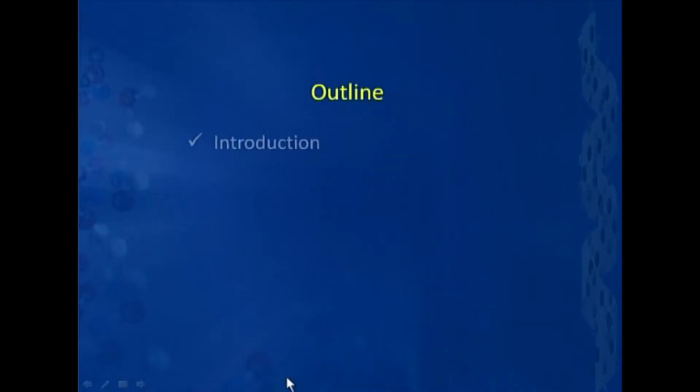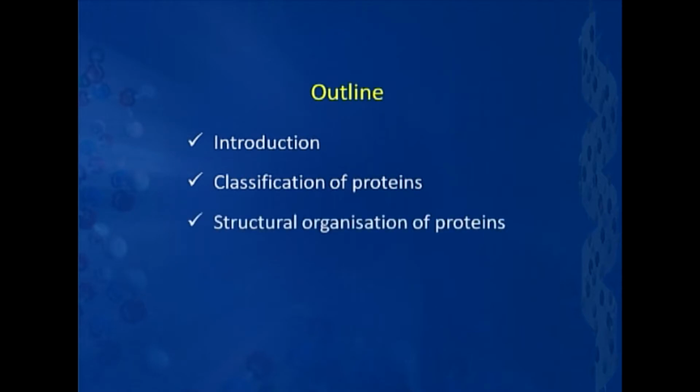To begin with, we will introduce ourselves to what proteins are. Thereafter, we will take up the classification of proteins. We will use different bases for their classification, and then we will come down to the structural organization of proteins. In this context, we will talk about different levels of organization of protein structure, and towards the end we will touch upon protein denaturation, the factors causing denaturation, and lastly we will sum up what we do in today's session.